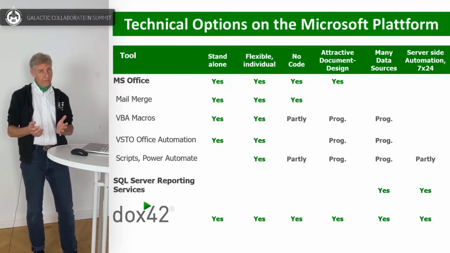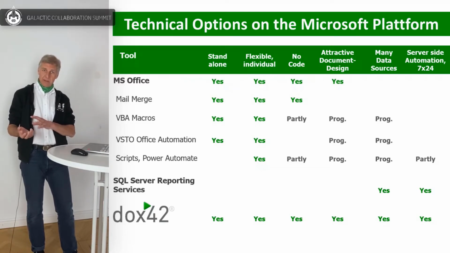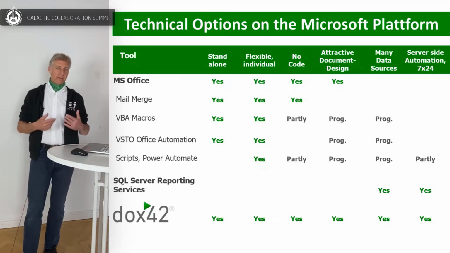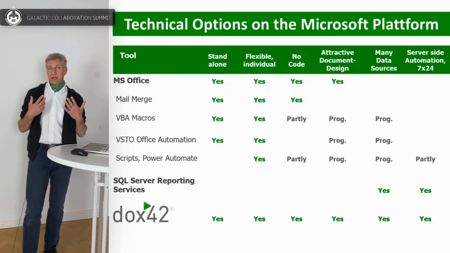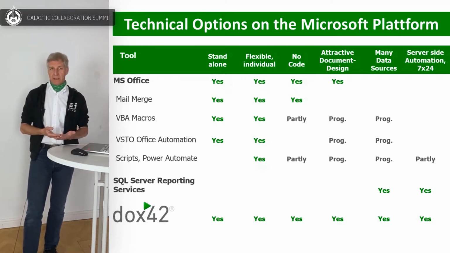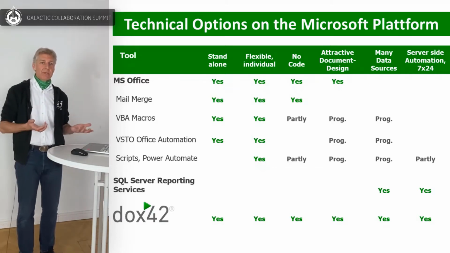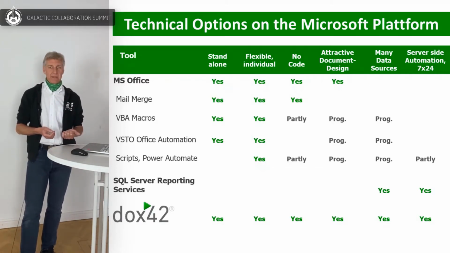When you want to have server-side automation at many data sources, you can use Reporting Services. This is the standard tooling integrated with all the Microsoft ERP systems, Business Central and Finance and Operations, for example. But then business users cannot design these reports anymore. Flexibility is gone. Business users, marketing departments cannot design these documents, and that makes it very inflexible.